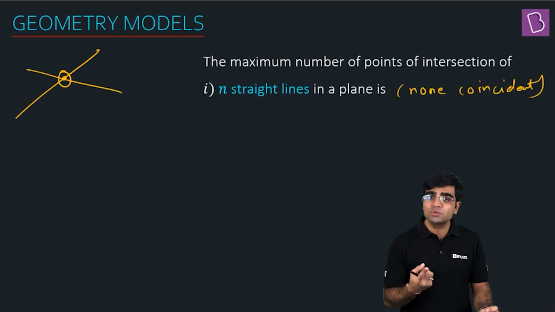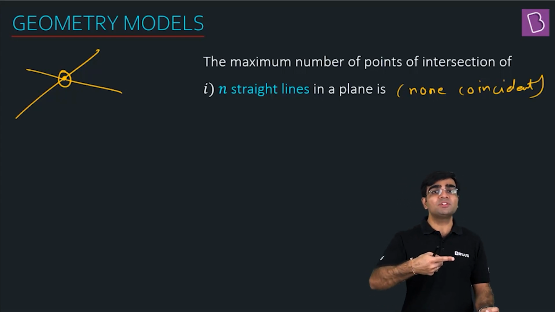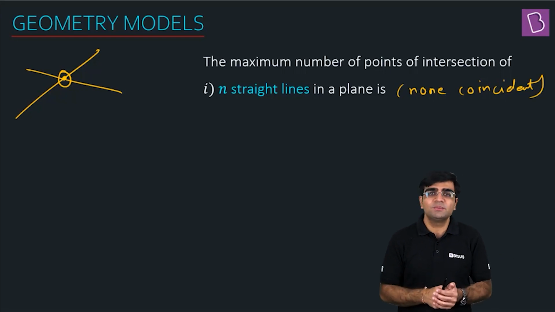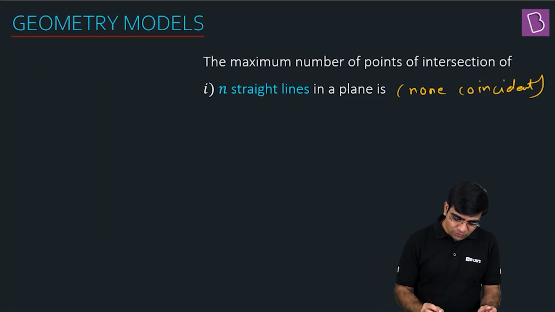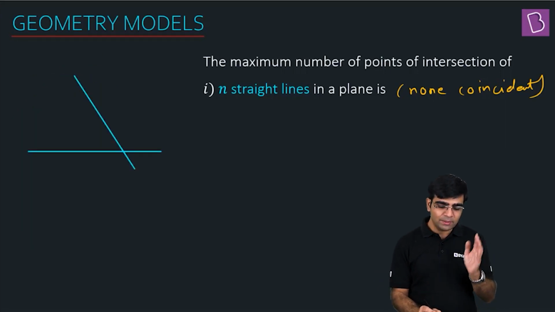How many ways can you choose two lines? NC2 into 1, because every combination of two lines from NC2 will give me one intersection point. So how many intersection points? NC2. Right, perfect. Okay, so as I said quickly, you take one line, you take another line.